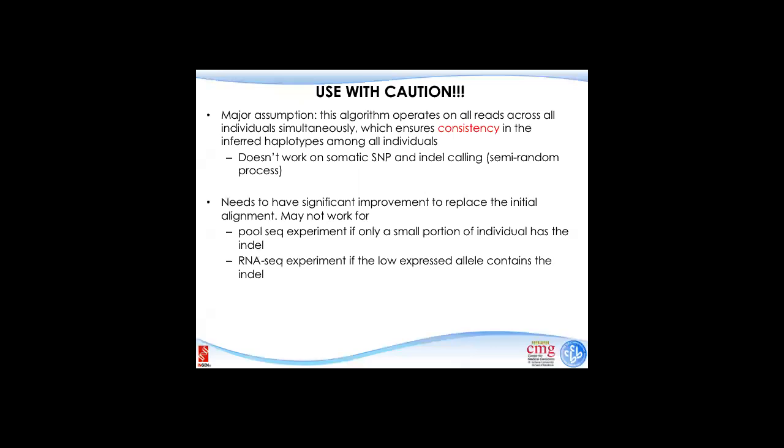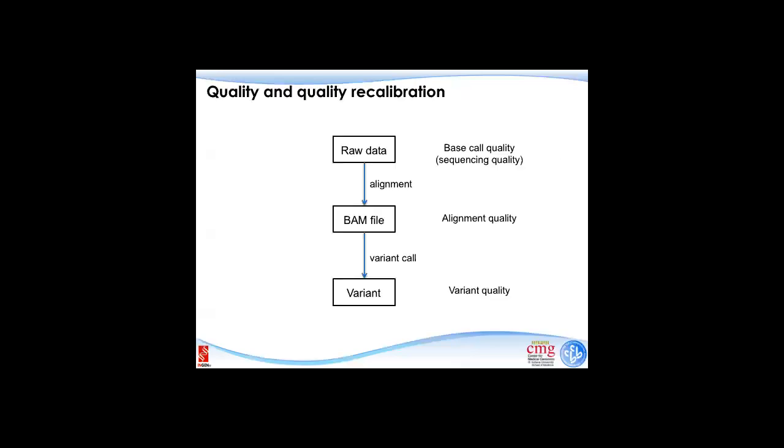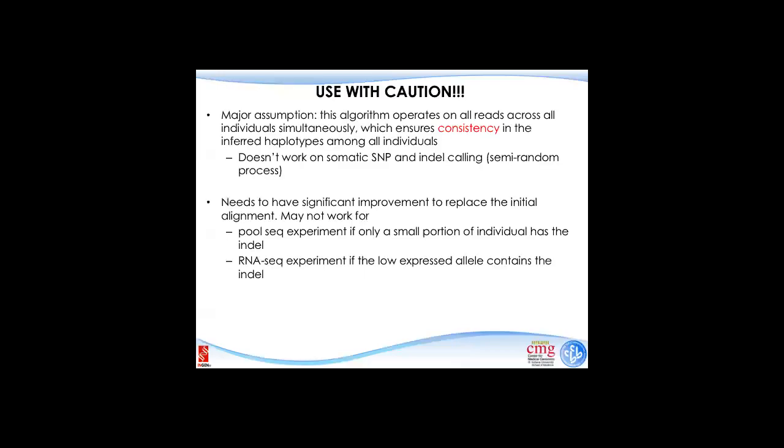For RNA sequencing, sometimes we don't do it because, first of all, usually we do not call indels from RNA sequencing. But we also need to be careful because the two alleles may not be expressed at the same level. One allele may be expressed more than the other. Okay? So that is the refined alignment part.